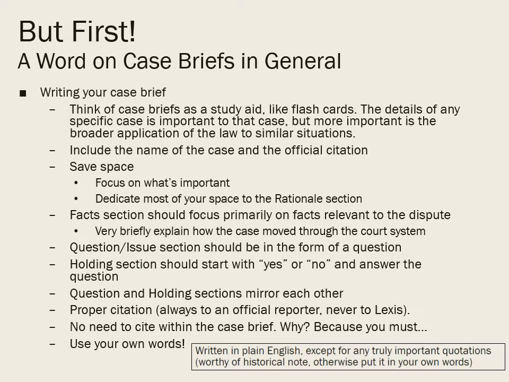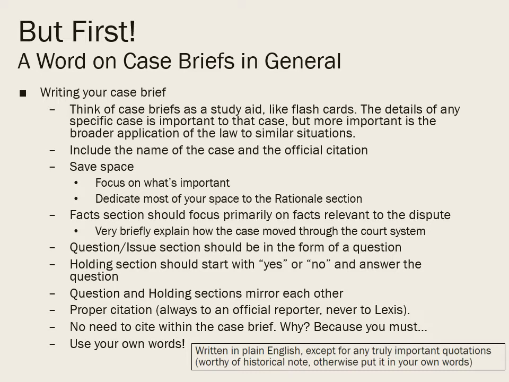You should dedicate most of your space to the rationale section, with the next biggest chunk going to the facts section. The question and holding sections should really only be a sentence or two. The facts should focus mostly on what the facts are that are relevant to the dispute at the heart of the case. You might need to briefly summarize how the case moved through the court system and the decision of the lower court, but you really want to focus on the facts that the court rendering its decision is actually examining.